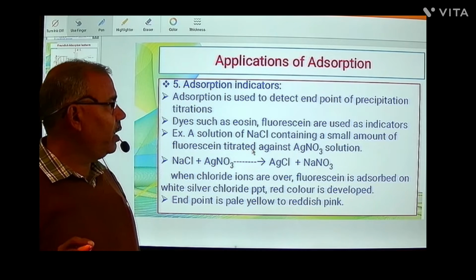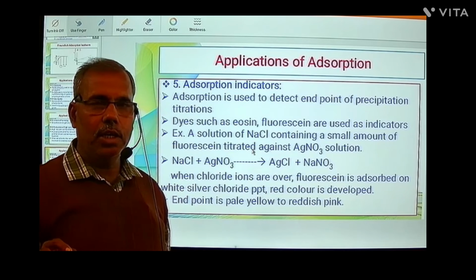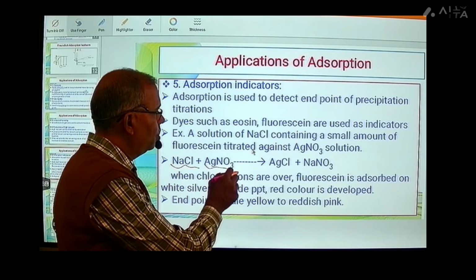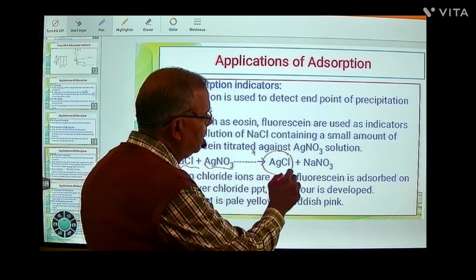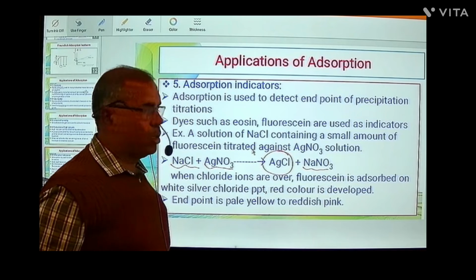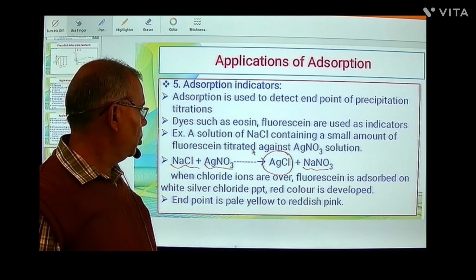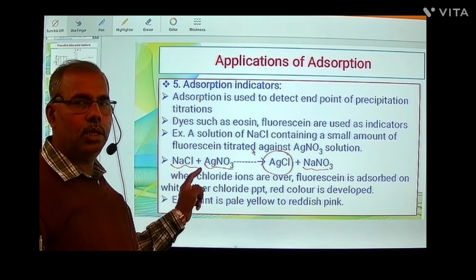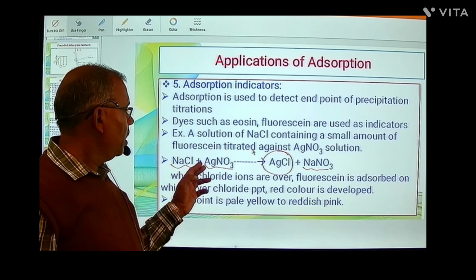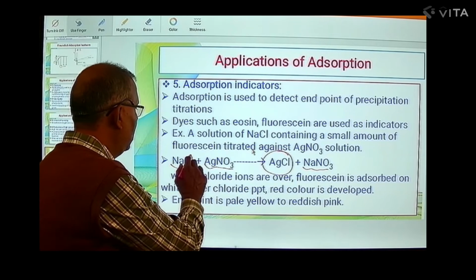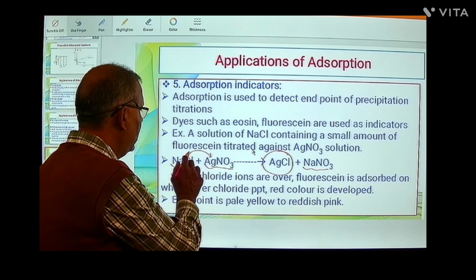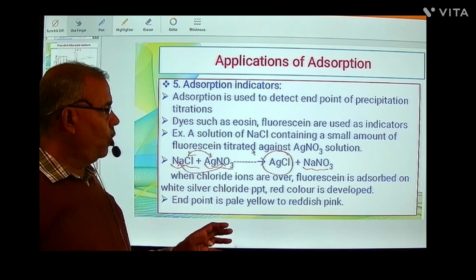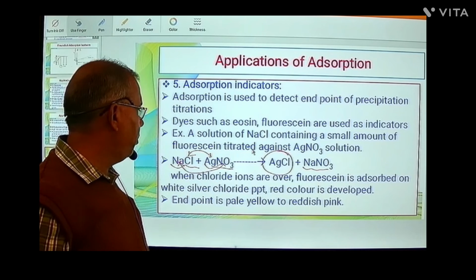It is titrated against silver nitrate solution, AgNO3. The reaction is given here: NaCl plus AgNO3 gives the precipitate of AgCl, silver chloride, and the side product sodium nitrate, NaNO3. When the chloride ions are over, the formation of AgCl will stop.